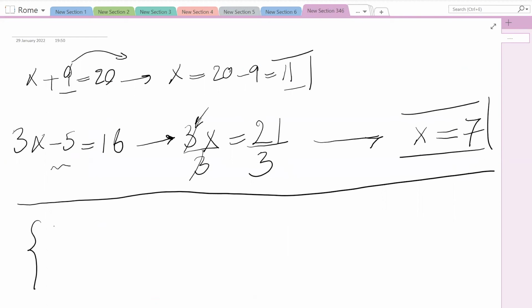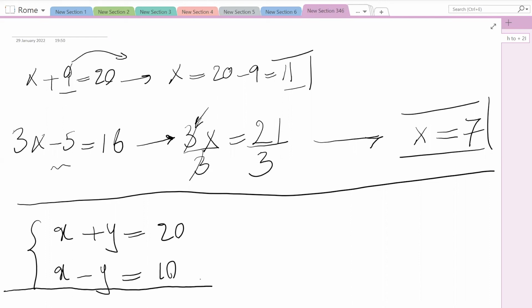See here, for example, if you have x plus y equals 20 and say x minus y equals say 10, now how are we going to solve this system of equations? Well, I will show you.